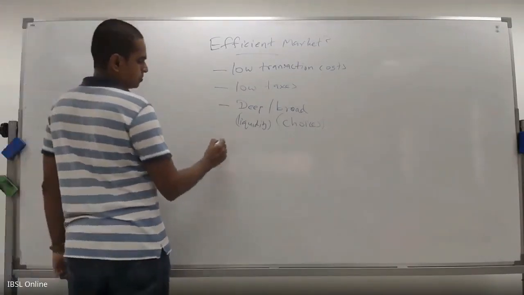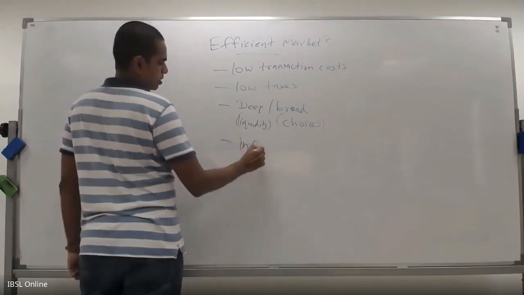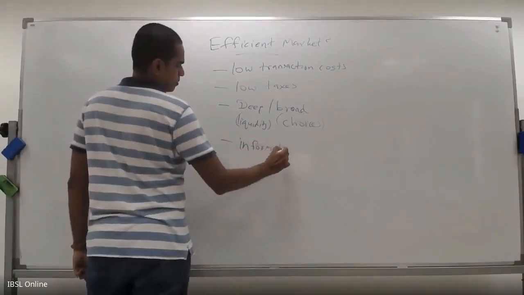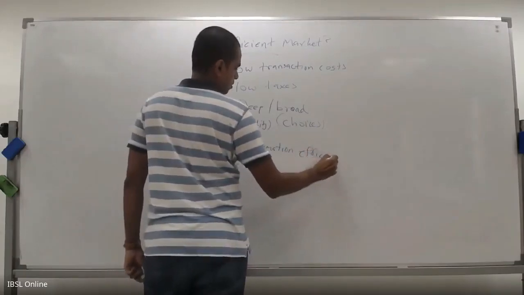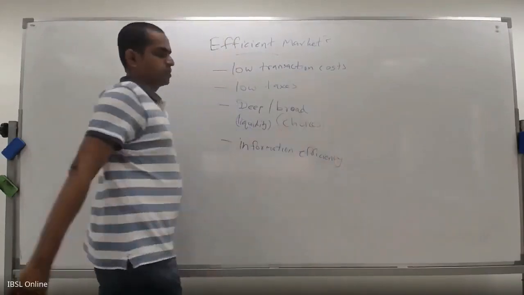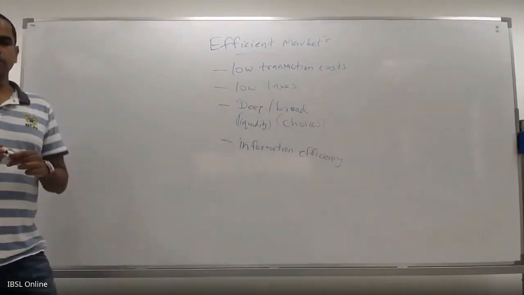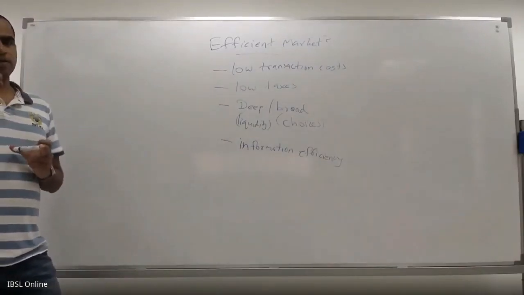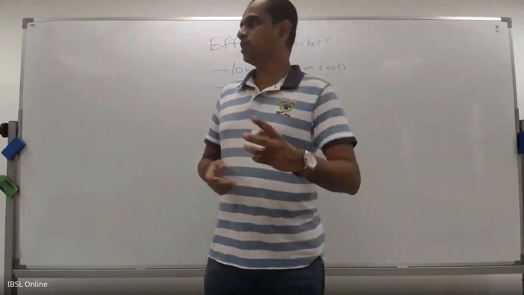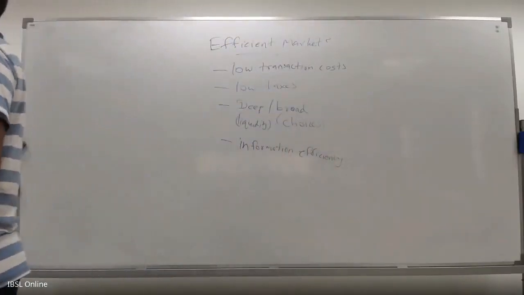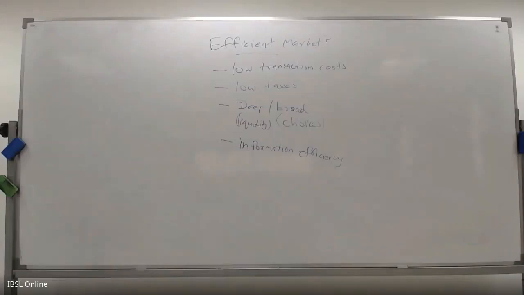Then there should be information efficiency. Information should be symmetric. Everyone should have the same kind of information. There shouldn't be insider trading and all that. Right.